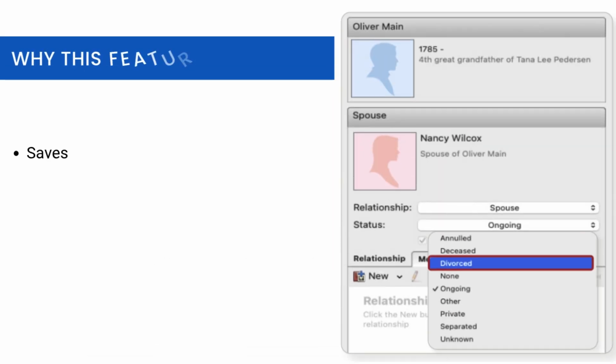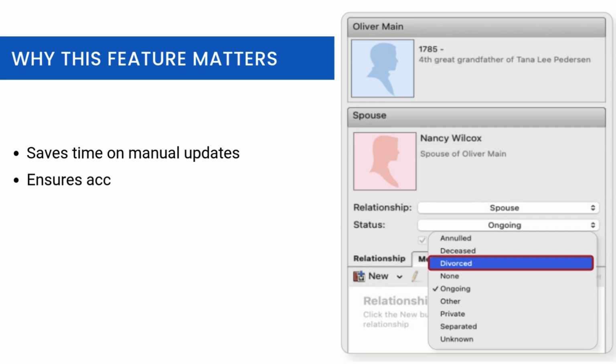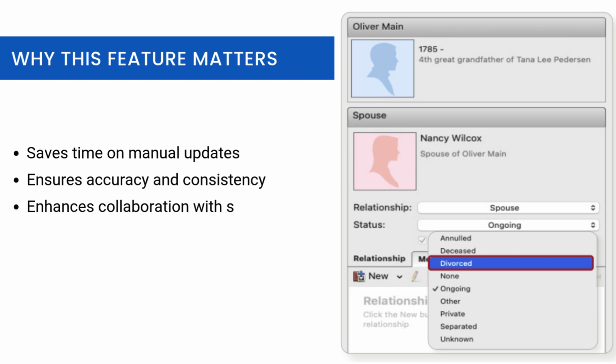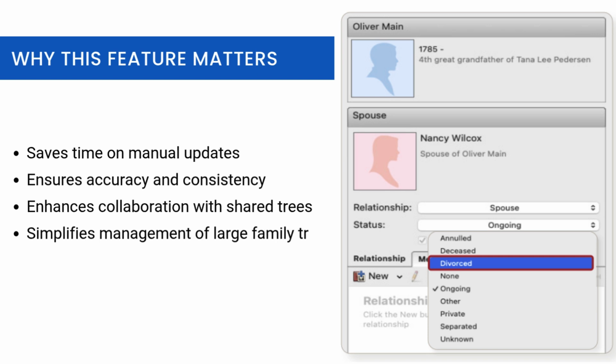Why should you care about the upon death of either spouse setting? Let's break it down. First, it saves time. Manually updating relationship statuses for every couple in a large family tree can be tedious, especially when dealing with historical records where death dates are common. Second, it improves accuracy. Forgetting to update a status can lead to inconsistencies, which might confuse you or others reviewing your tree. Third, it enhances collaboration.